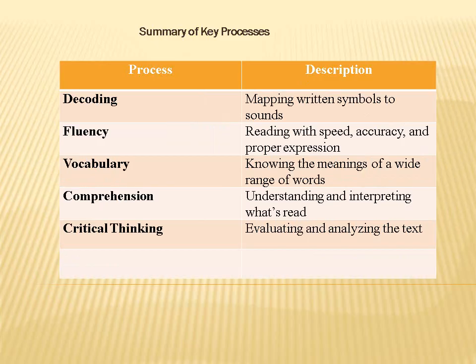Summary of key processes. Process and description. Decoding: mapping written symbols to sounds. Fluency: reading with speed, accuracy, and proper expression. Vocabulary: knowing the meanings of a wide range of words. Comprehension: understanding and interpreting what's read. Critical thinking: evaluating and analyzing the text.